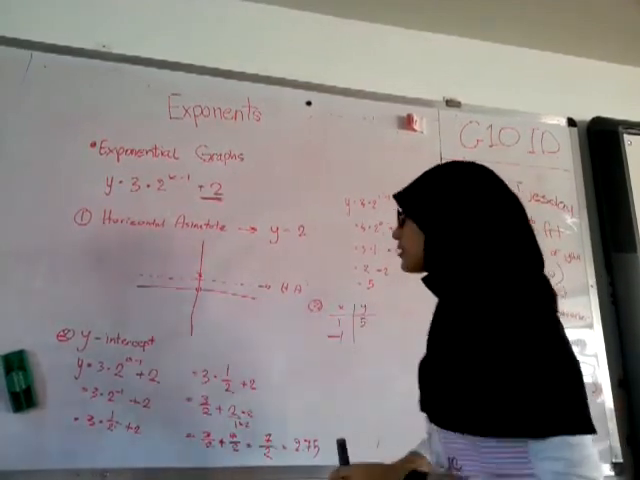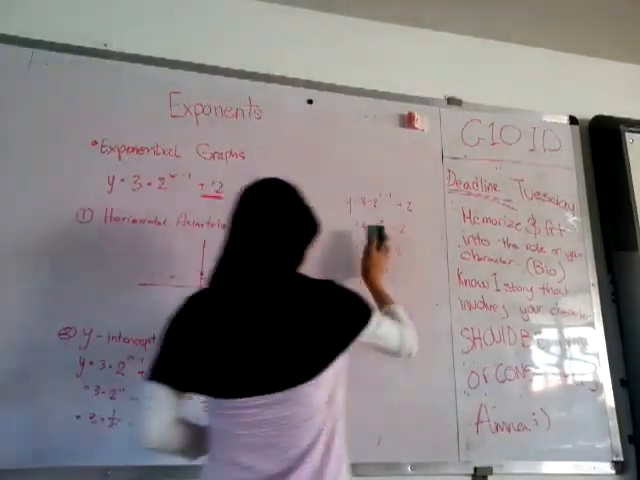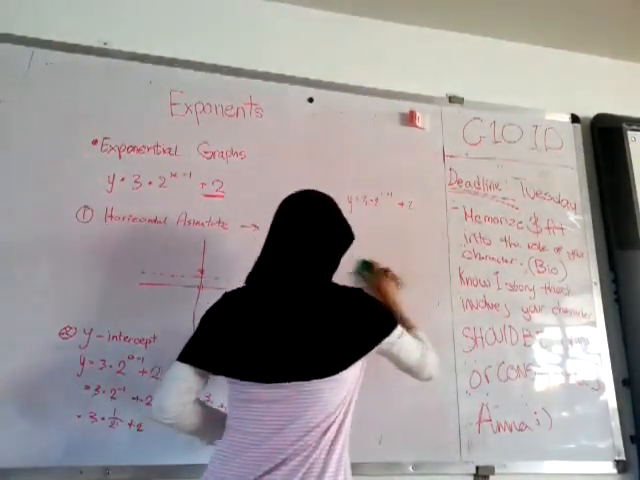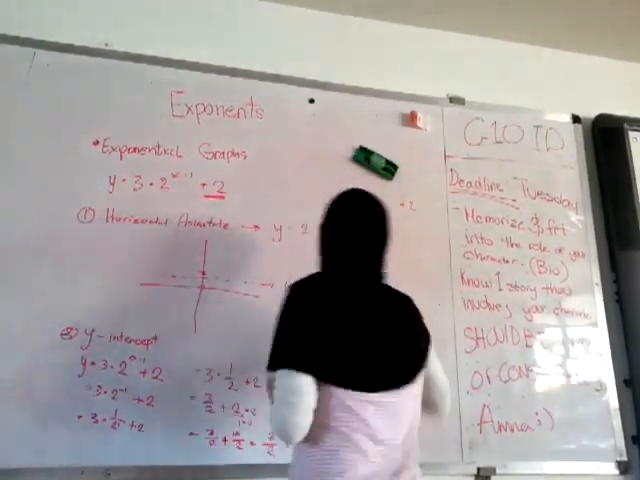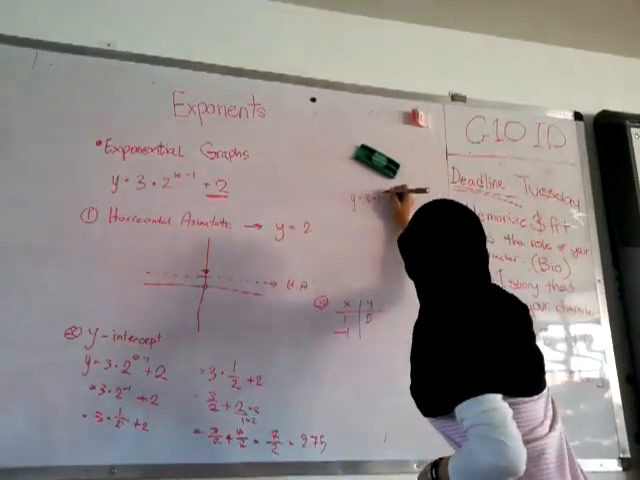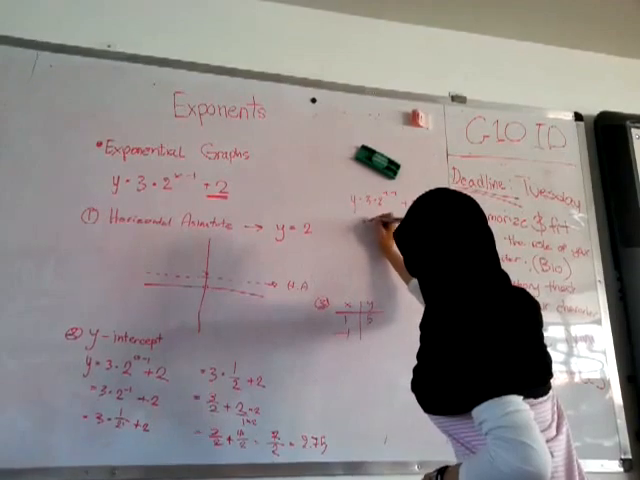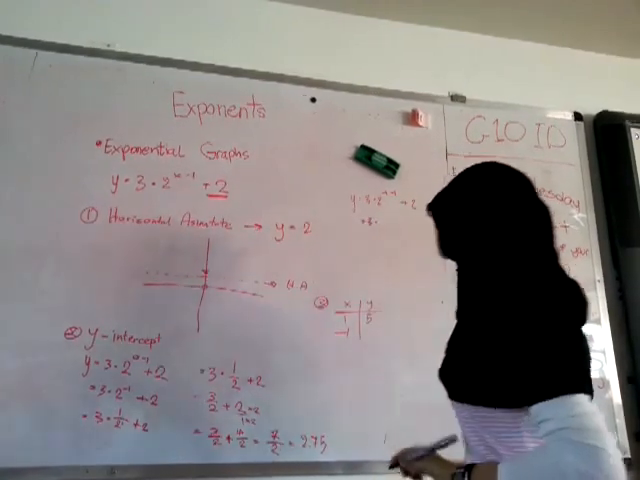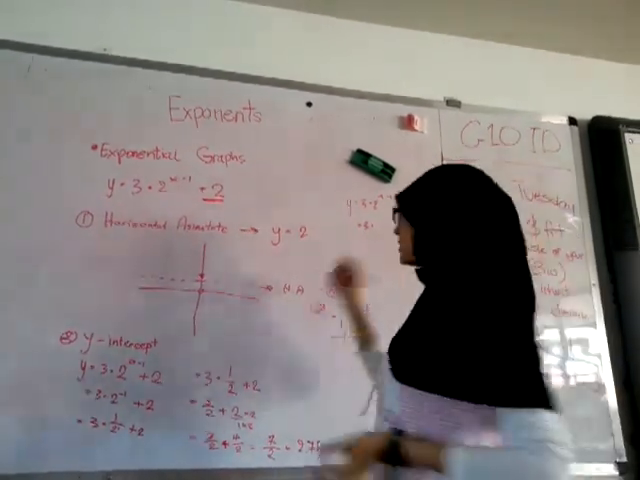We put there 5. Now you calculate the second number, which is x = -1. 3 times 2 to the power of -1 plus 2. 3 times -1 minus 1 is -2.